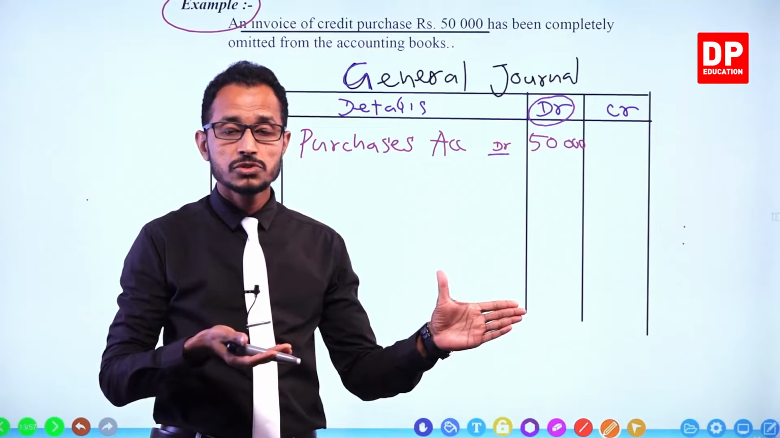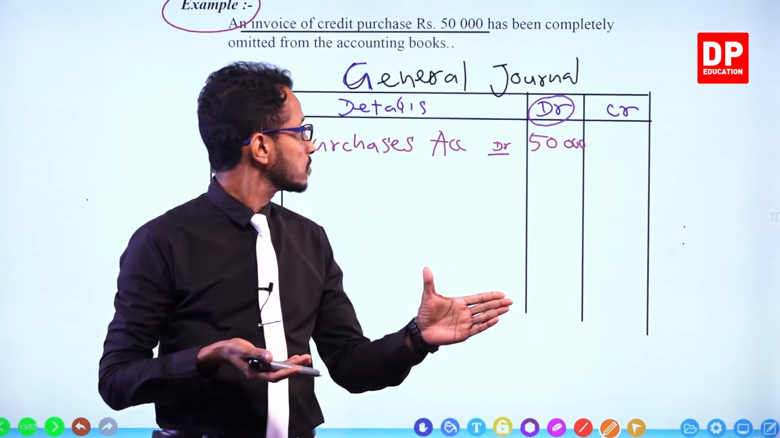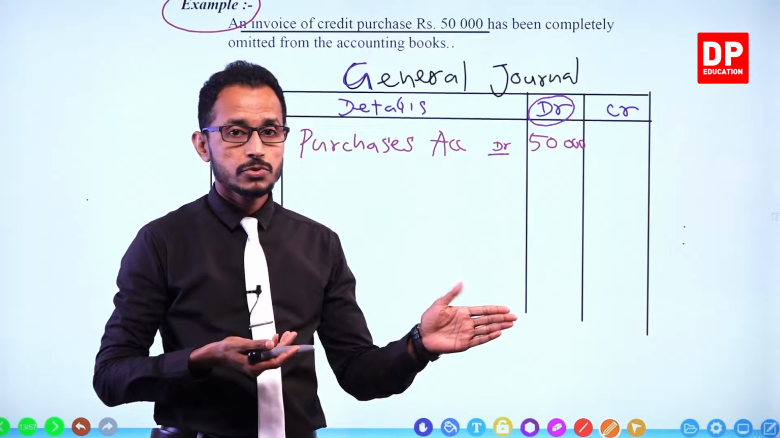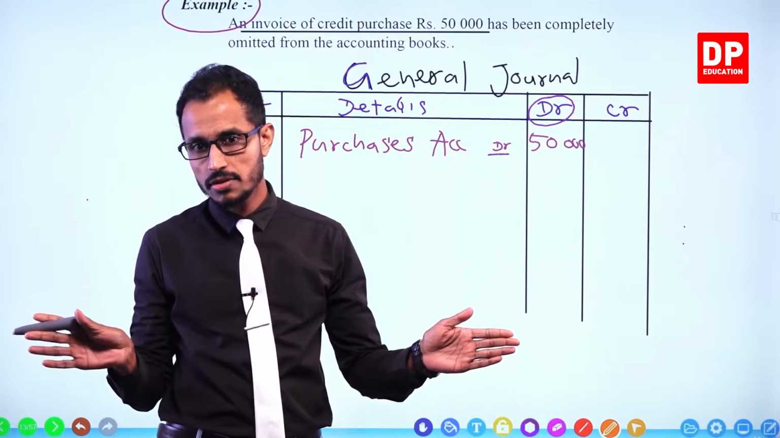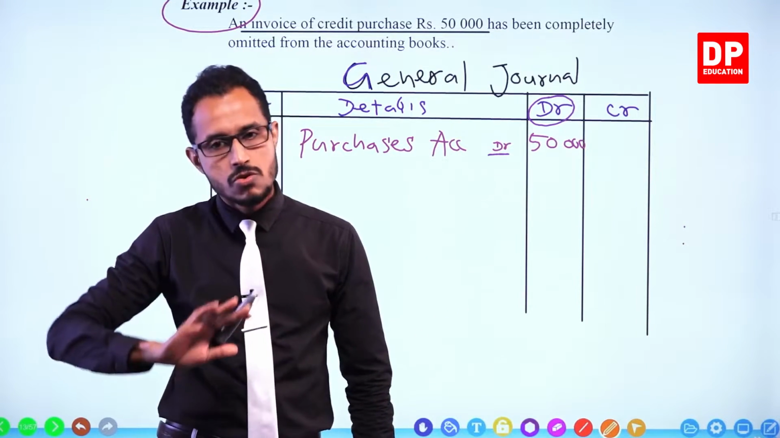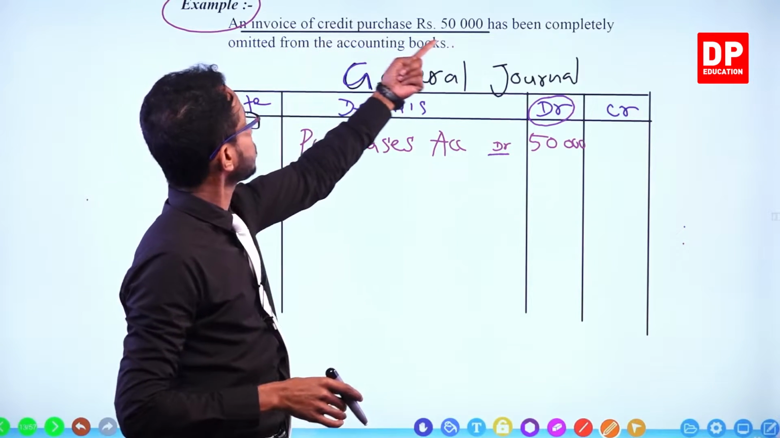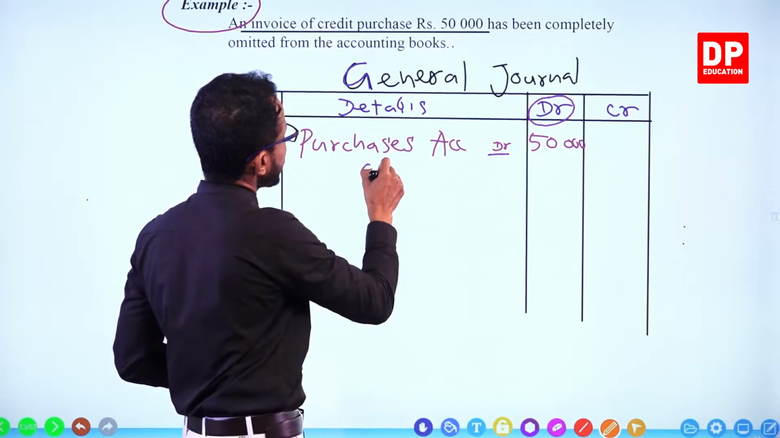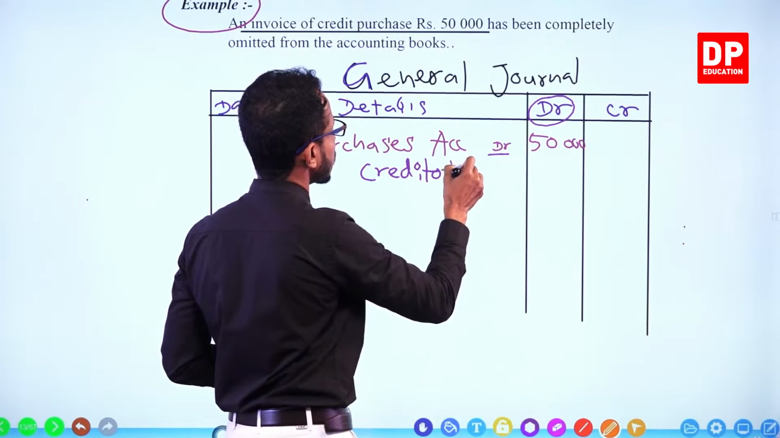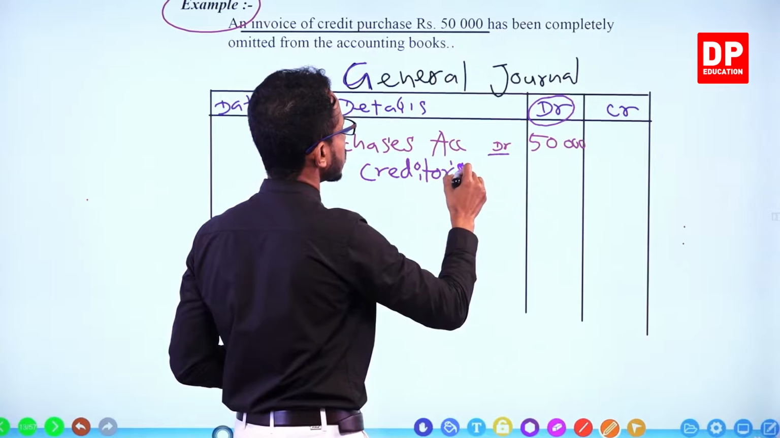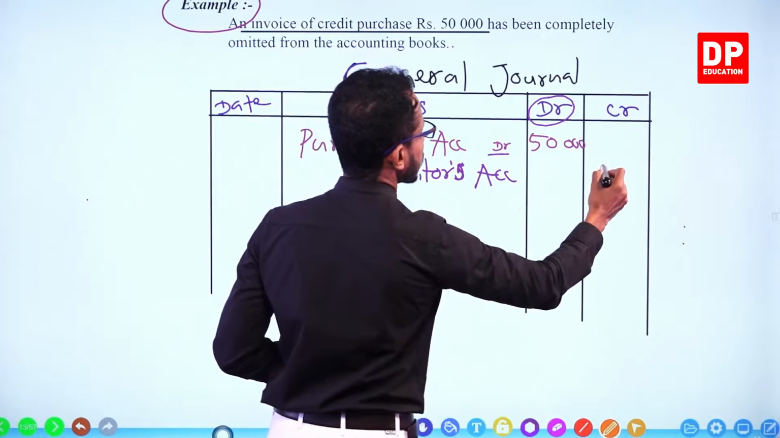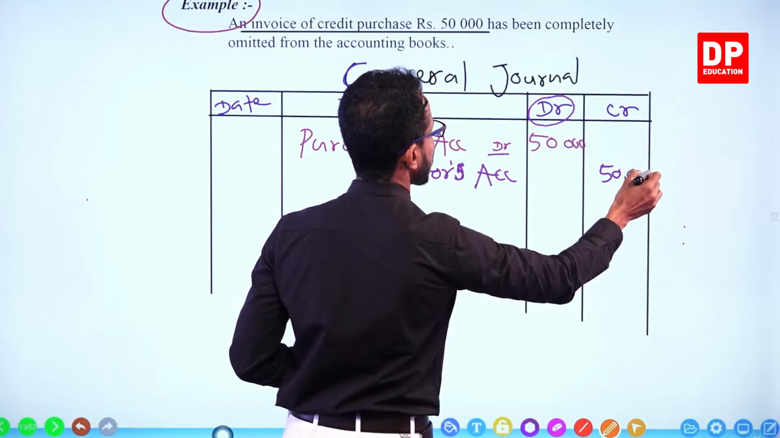But for the credit entry, now which account is credit? To the purchases account debit, and put to the cash account credit? No. Creditors account credit, because it's a credit purchase. So for the credit entry, you write creditors account in the credit column. You put 50,000.